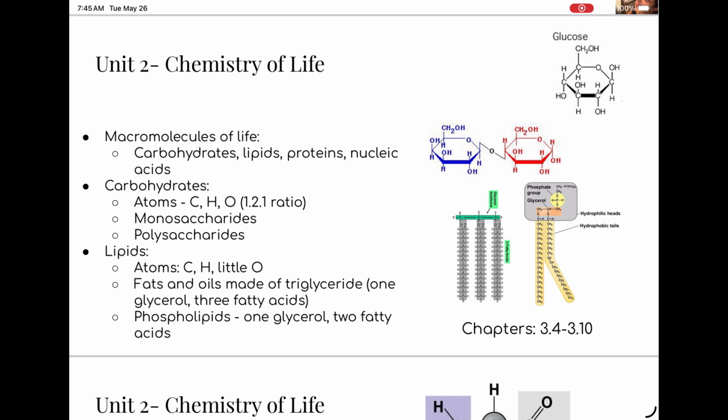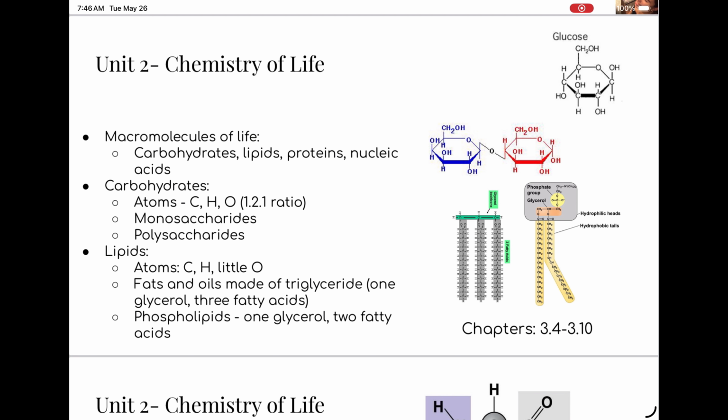Lipids contain carbon, hydrogen, and a little bit of oxygen. Fats and oils are made of triglycerides, which means it has 1 glycerol and 3 fatty acids. They can also be phospholipids, which have 1 glycerol and 2 fatty acids, 1 saturated and 1 unsaturated. But lipids have no monomers or polymers.